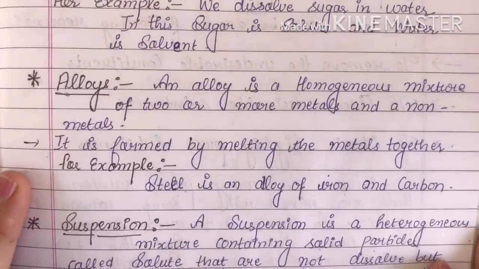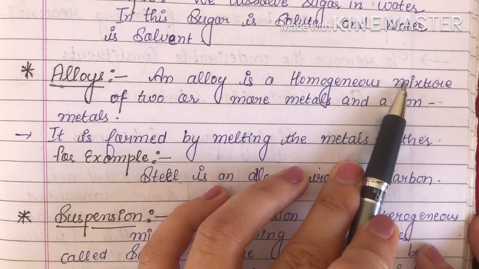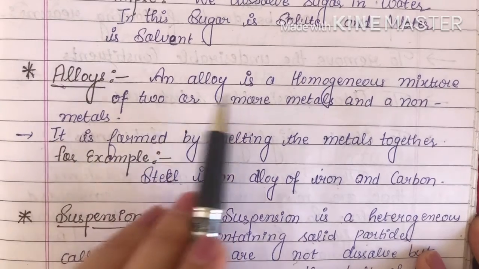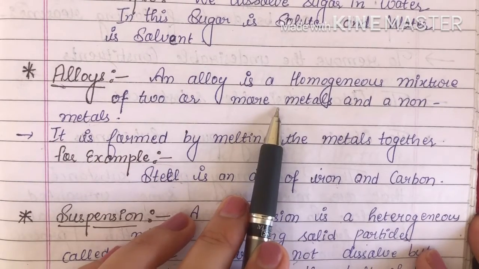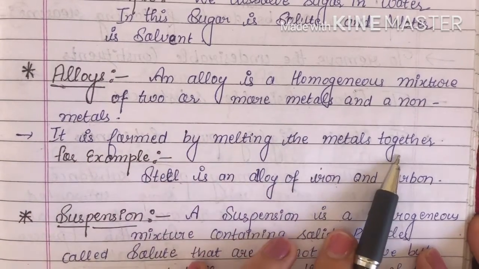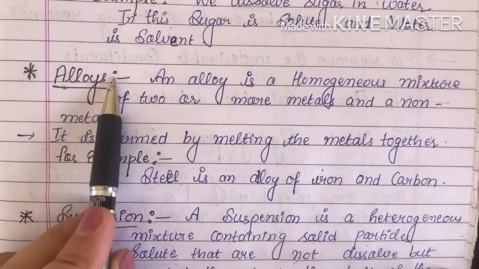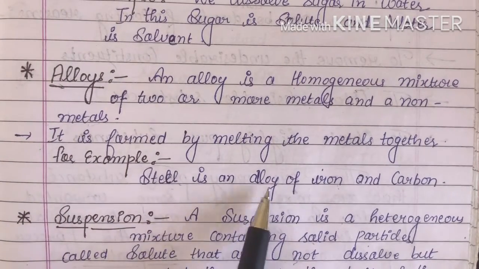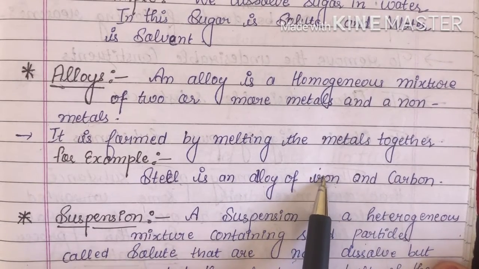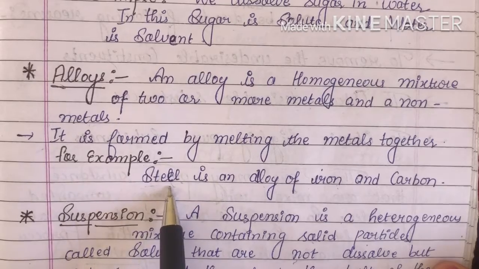And then our next term is alloy. What is an alloy? An alloy is a homogeneous mixture of two or more metals, or metals and non-metals. When two or more metals mix with each other, what is formed is called an alloy. It is formed by melting the metals together. For example, steel is an alloy of iron and carbon. When we mix carbon and iron, the resulting mixture is called an alloy, and the alloy is steel here.